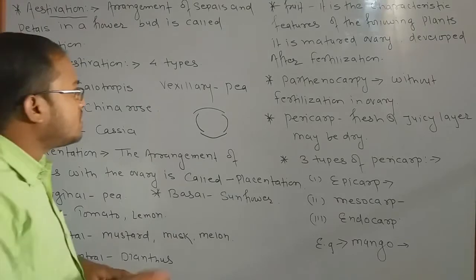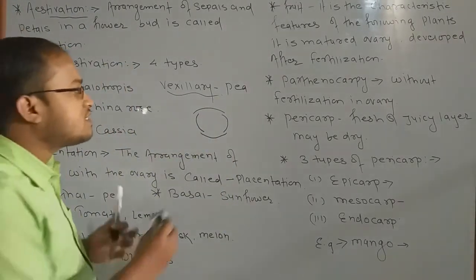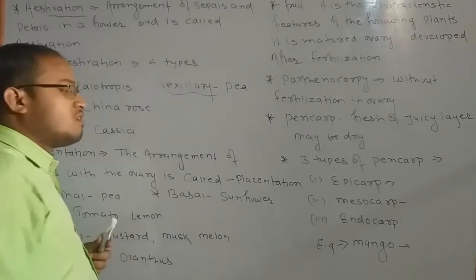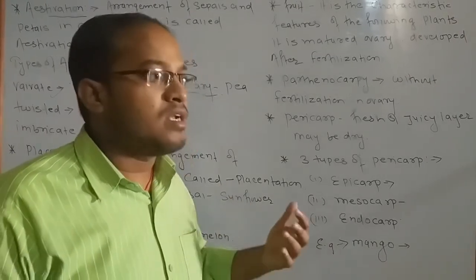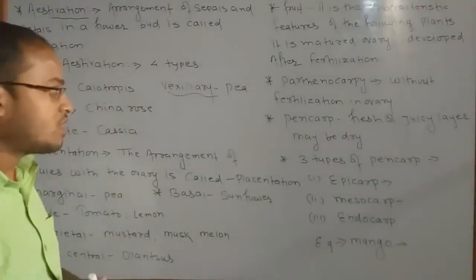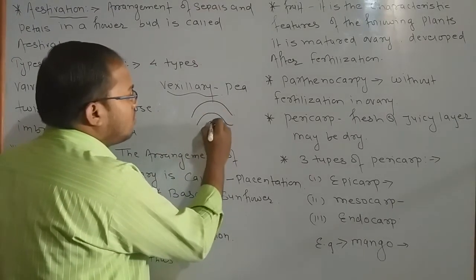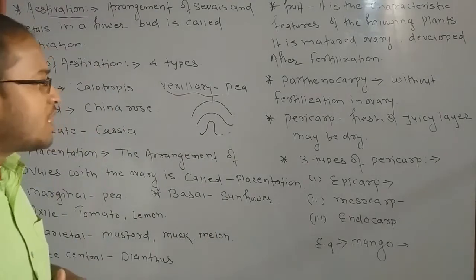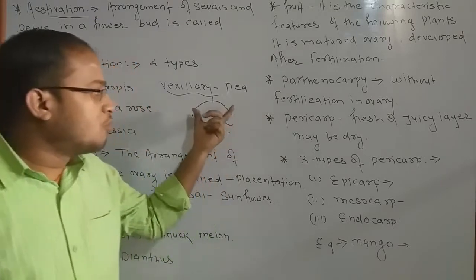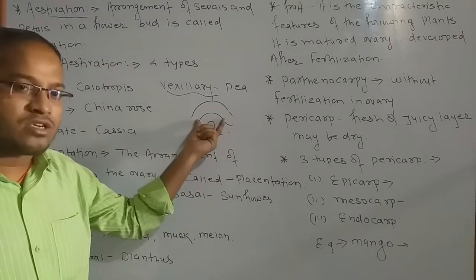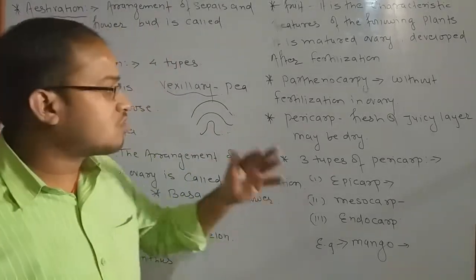Okay, and last is vexillary estivation. What is the meaning of vexillary estivation? Vexillary estivation totally depends on three patterns. The first one is posterior standard, the second is lateral, and the third is keel. The first, the most primary one, is called the posterior standard, the second is the lateral, and the third is the keel. Keel means the lowest basal portion.